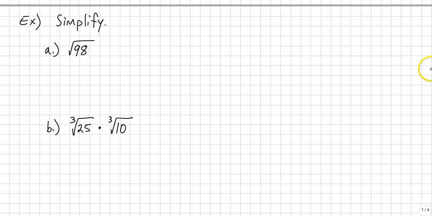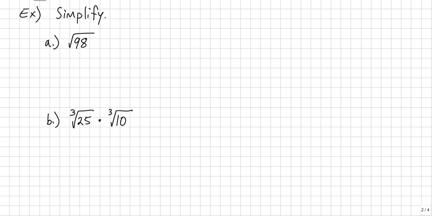All right, so how are these properties useful? Well, let's look at this first example here. We have the square root of 98. Even though we don't usually put the little 2, I'll go ahead and put it just to remind us it's a square root. Well, 98 is not a perfect square. There is no one number that when you square it, you get 98. However, it is true that 98 is the same thing as 2 times 49, and 49 is the same thing as 7 squared.